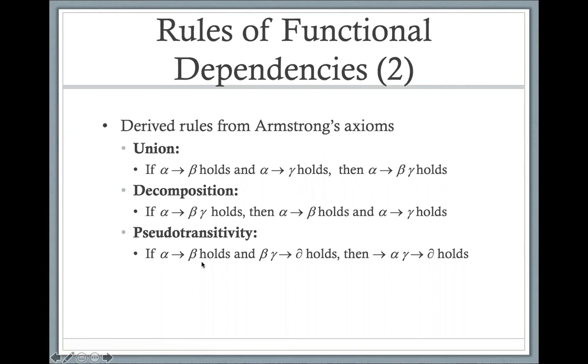And pseudotransitivity tells you the following. It's not very intuitive like the other ones, but we'll go through it. So alpha determines beta, and beta gamma determines delta. So we have alpha determines beta, and this beta associated with another attribute or set of attributes gamma determines another attribute or set of attributes delta. Then alpha gamma determines delta. So you can replace beta here with alpha. So alpha gamma determines delta.